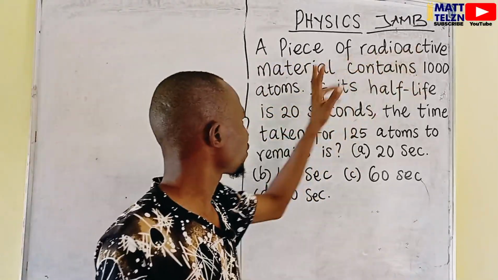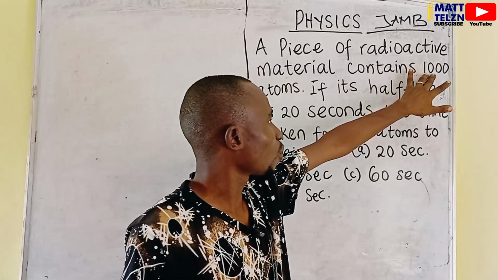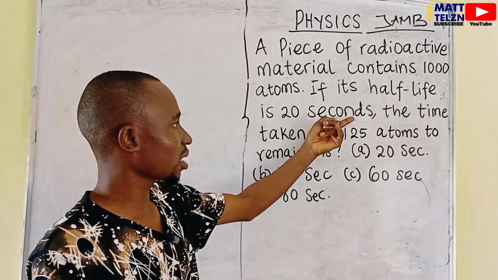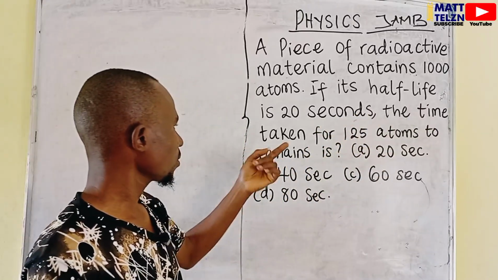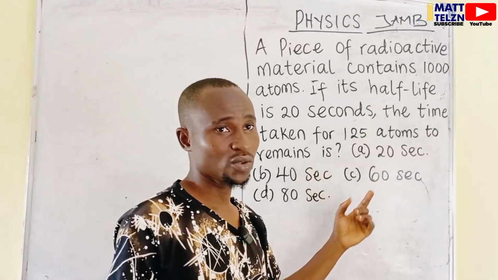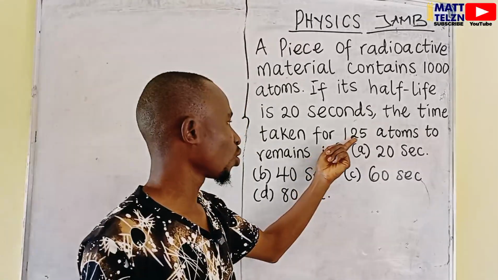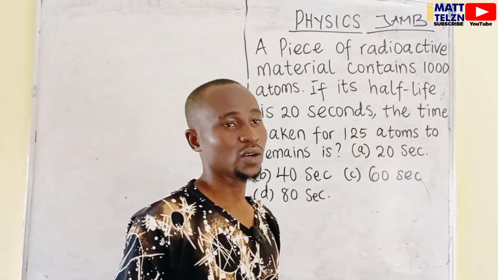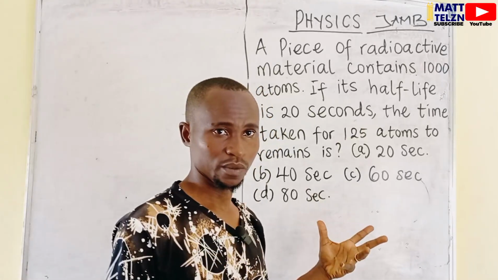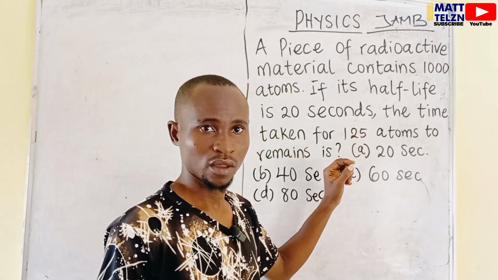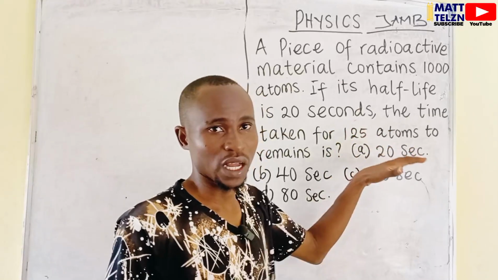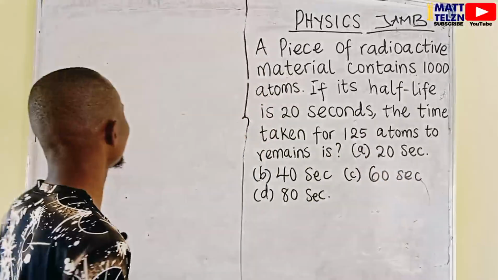A piece of radioactive material contains 1000 atoms. If its half-life is 20 seconds, what is the time taken for 125 atoms to remain? Now, what is the idea of half-life? Do you still remember half-life? Half-life is the time taken for half of the atoms initially present to remain. That is the half-life of that atom, right? So let's solve this. Solution.